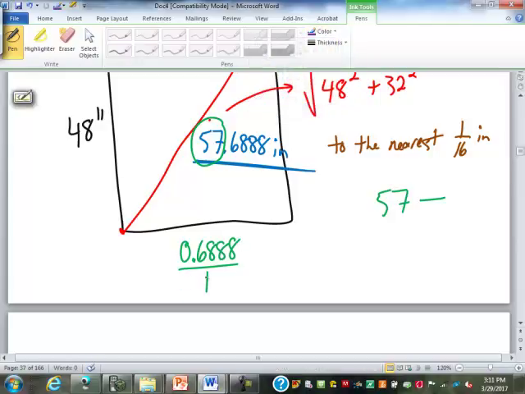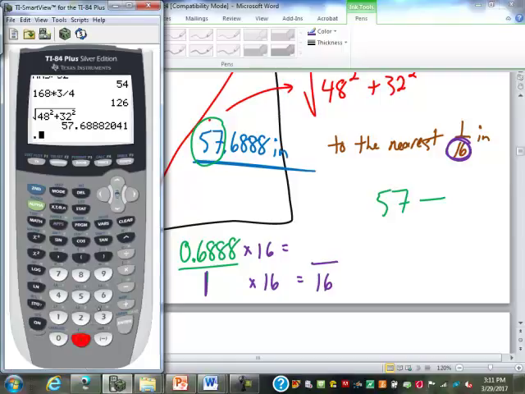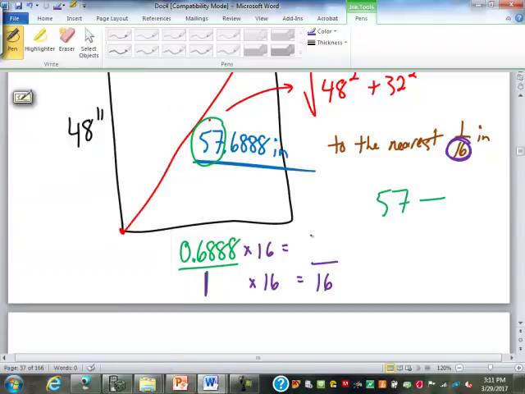Now right now that has a denominator of 1, and I want it to have a denominator of 16. So I'm going to multiply. To turn a 1 into a 16, I multiply it by 16. So 1 times 16 is 16. I take my 0.6888 times 16 as well, and that gives me 11.02.